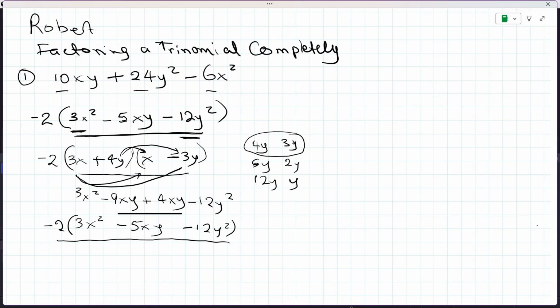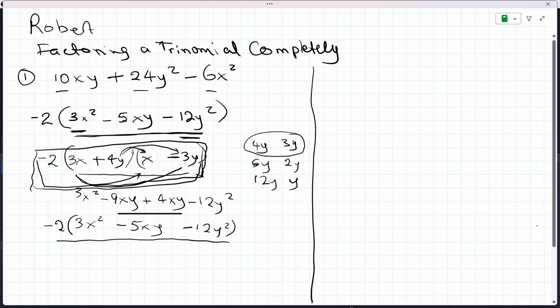So we have proven that by factoring our initial trinomial, we now have this as our final result, which is minus 2 into 3x plus 4y into x minus 3y. All right? Okay. Good. Now let's try example 2.